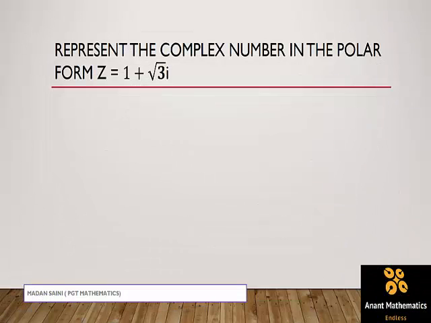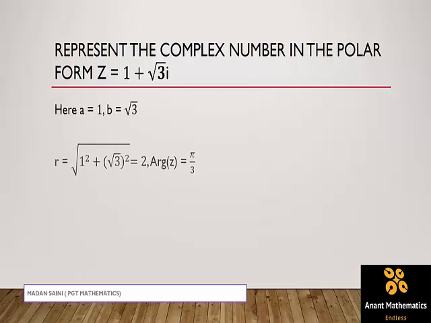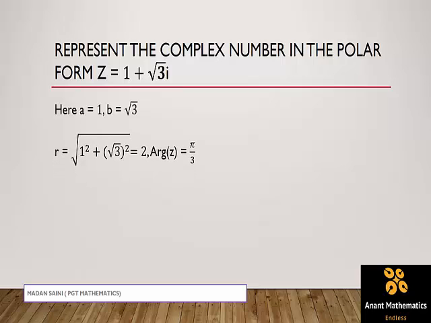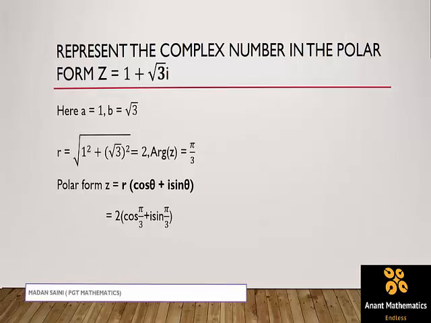In this slide we are going to write the complex number in the polar form. To write the complex number in the polar form, we must have the modulus of the complex number and argument of the complex number. We already found argument of the complex number in the previous slide, and the modulus of the complex number is 2. The polar form is r times cos theta plus iota sin theta. Therefore, the polar form of the given complex number is 2 times cos of pi by 3 plus iota sin of pi by 3.